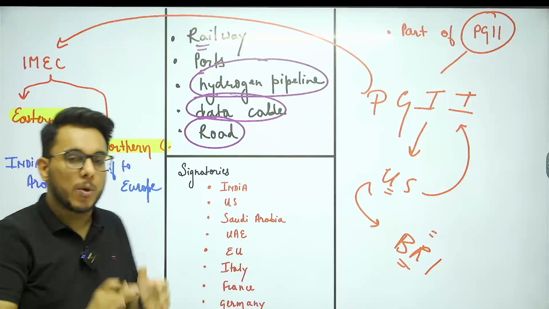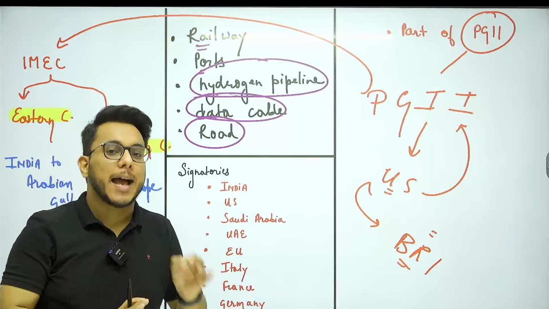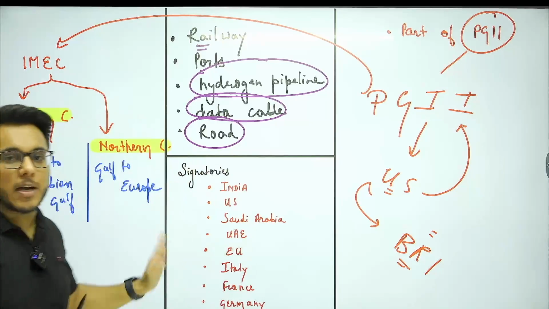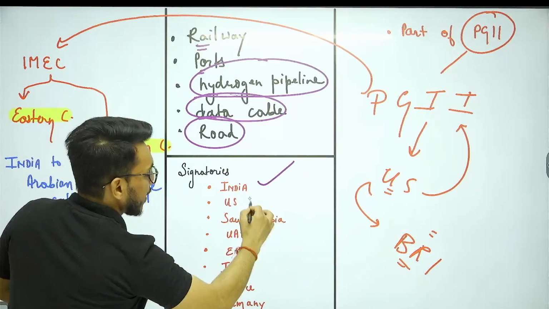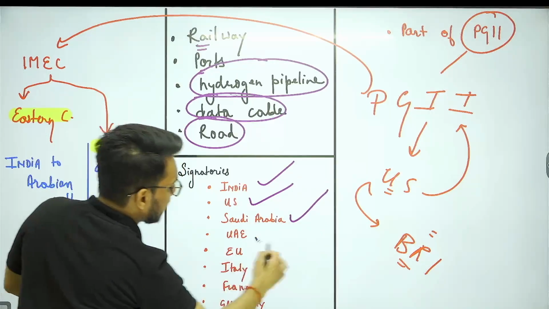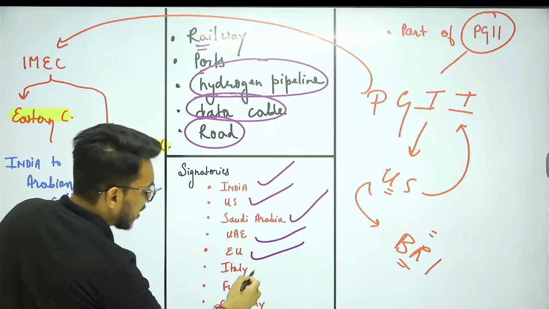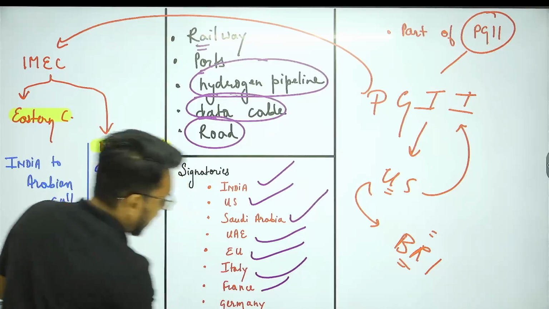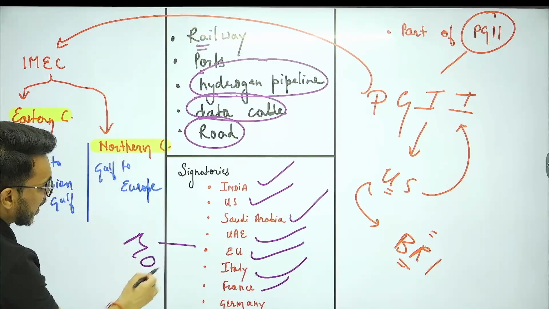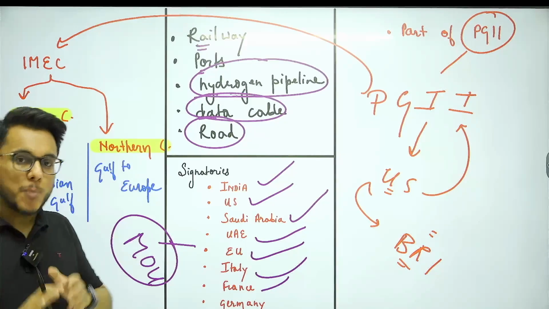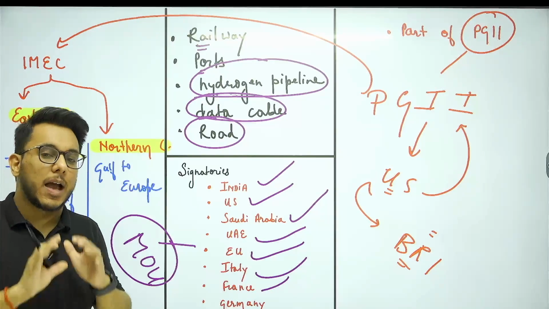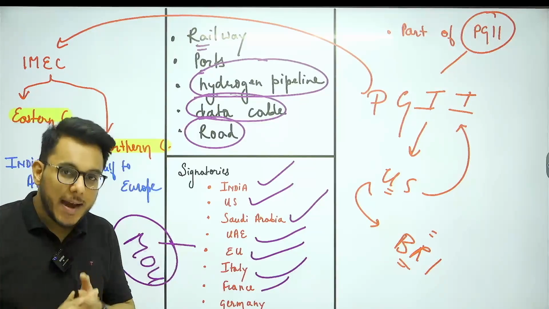Now, a memorandum of understanding has been signed by all of these particular countries under IMEC. So, India, US, Saudi Arabia, UAE, European Union, Italy, France, Germany. They have already signed a memorandum of understanding with respect to IMEC. But as of now, basically the IMEC project has been stalled. Why has it been stalled?